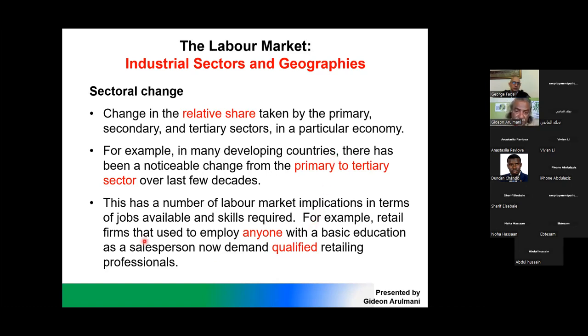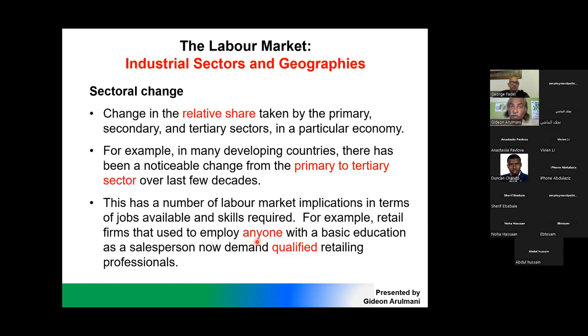So for example, retail firms, this is something that we see quite a lot these days. For example, retail firms that used to employ anyone. That means in a retail firm, let's say it is a mall, and in the mall there is a shop which is selling cookies. All you needed then was a person standing there to smile and say, which cookie do you want? And here it is, and collect the money and make the bill.